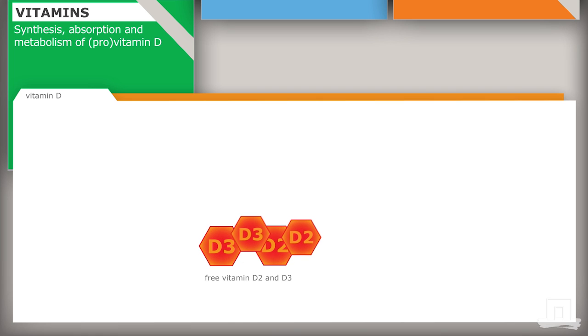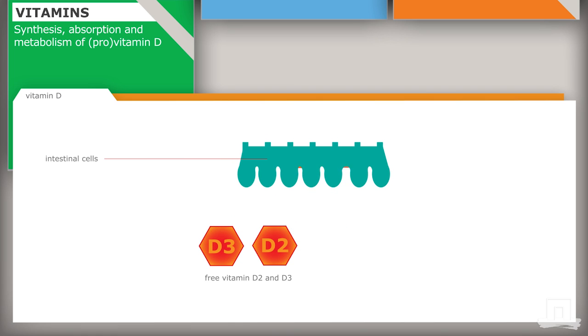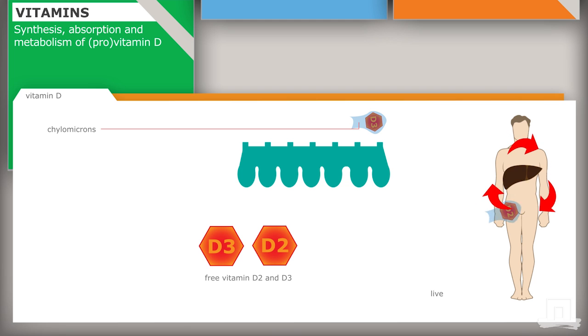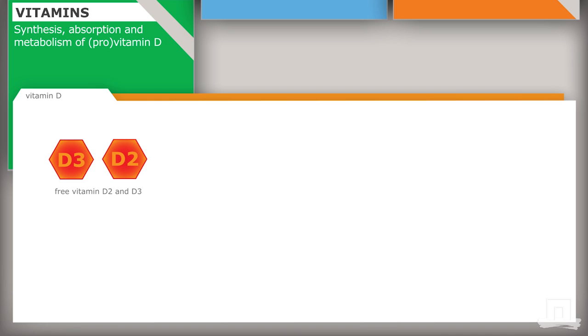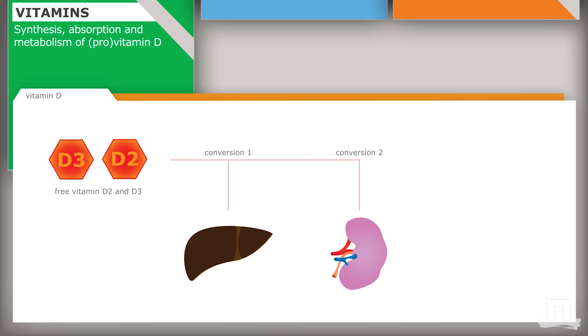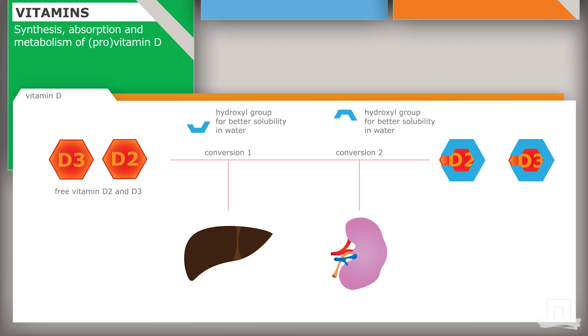Free vitamin D2 and D3 are absorbed by the intestinal cells, and because these are fat-soluble molecules, are transported to the liver in chylomicrons, similarly to retinol. To be biologically active, vitamin D2 and D3 first have to be converted in the liver and then in the kidney. In both tissues, a hydroxyl group is added to the molecule, which results in products that are more water-soluble than their parent compounds. Nevertheless, all free vitamin D metabolites are transported in the blood by a specific vitamin D binding protein called DBP.